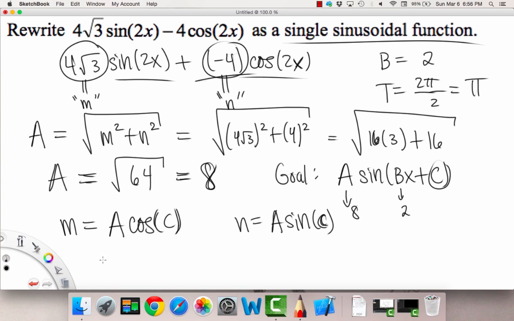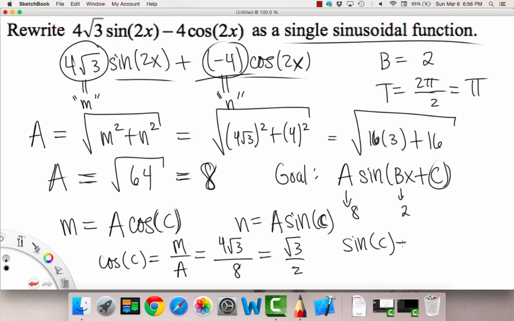And now we're going to find, okay, so cosine c should be equal to m over a, and m was 4 radical 3, and a is 8, so we need to find radical 3 over 2. We need to solve for the cosine of that. Okay, and then let's work with the sine. Sine of c should be equal to n over a, which is equal to, let's see, what is n? Negative 4 over 8. So this will be negative 1 over 2. So let's continue this problem on the next slide.